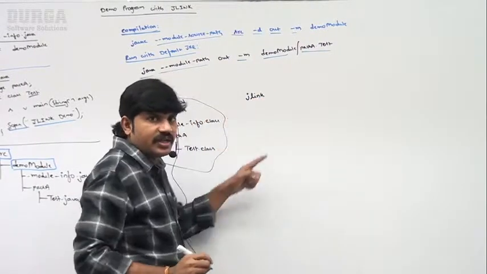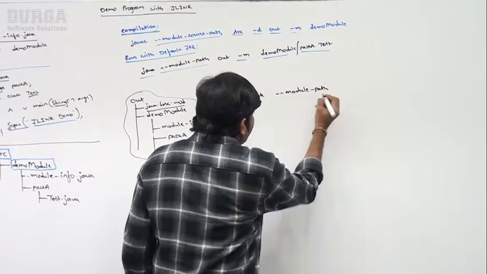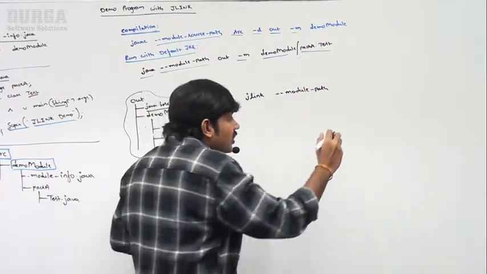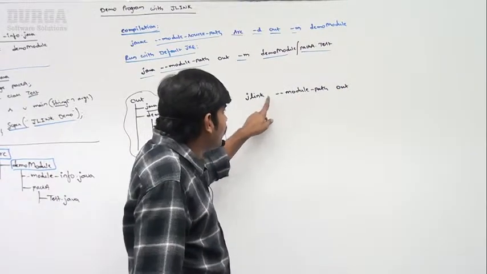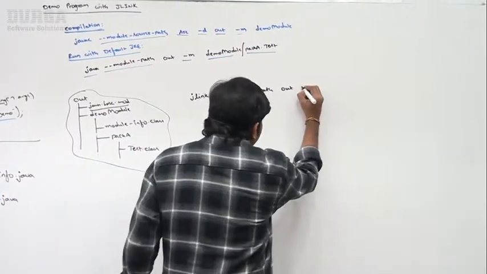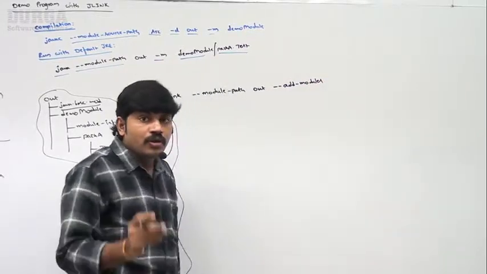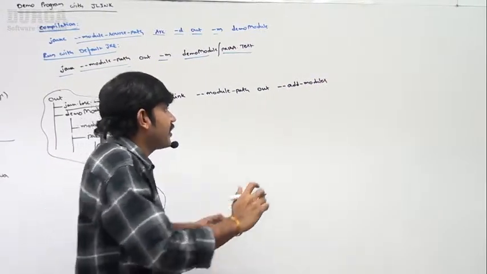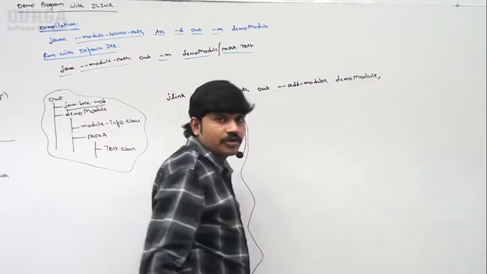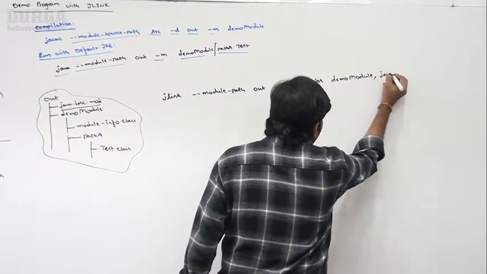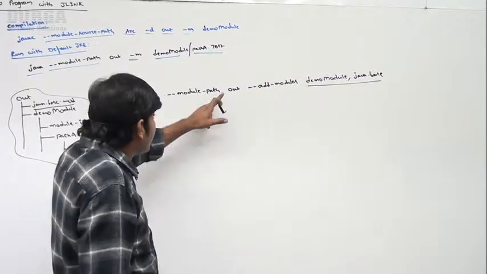Can you guide what command we require to use? jlink. Then --module-path. Where are the required modules available, sir? Inside the out folder. Then --add-modules. Regarding add-modules, which modules are required for our JRE? First one demo module. What is the second one, sir? Java.base module. Sir, add these 2 modules from out.